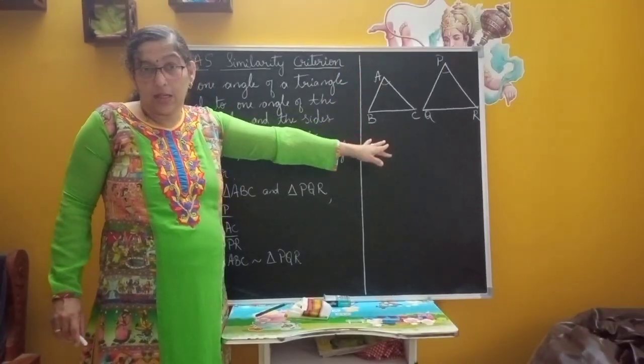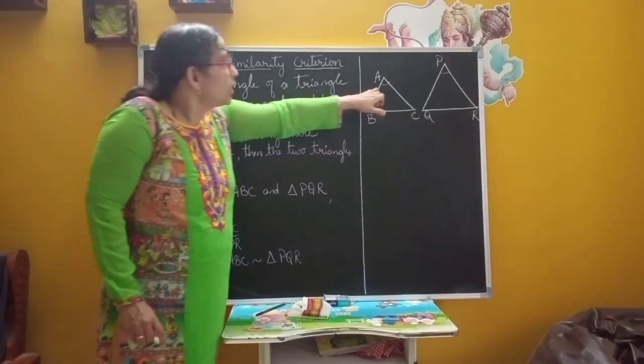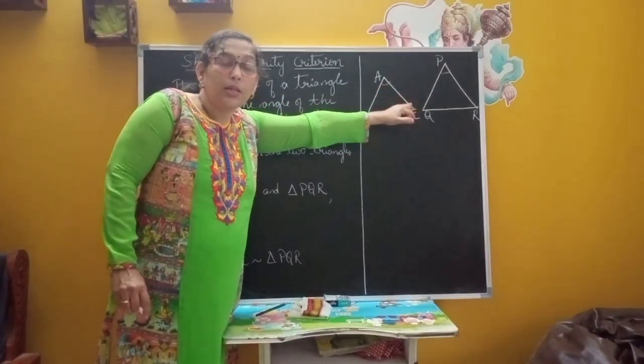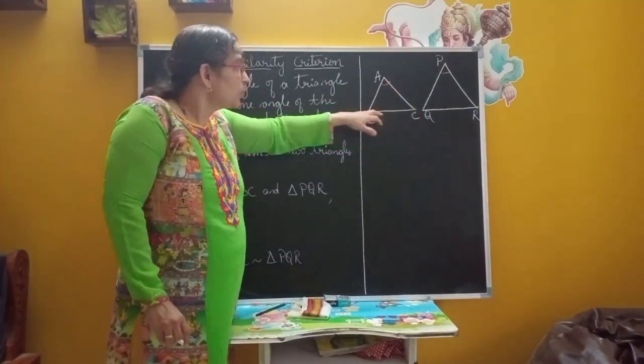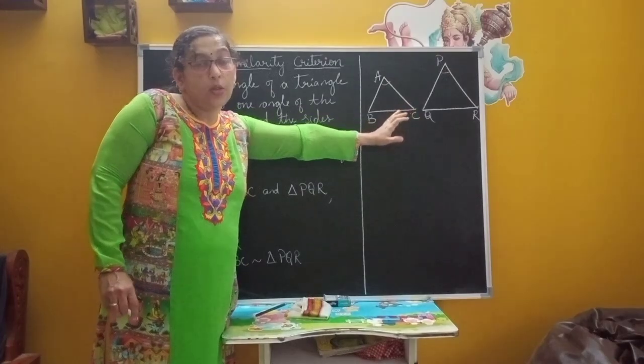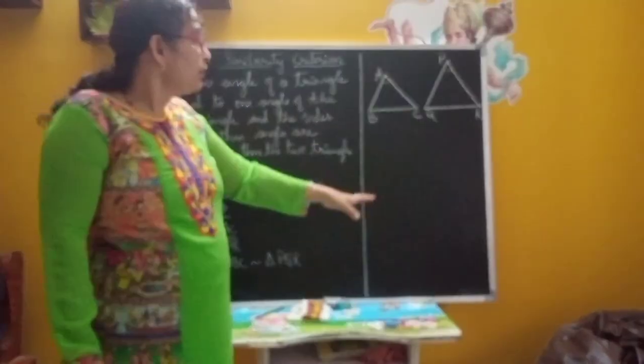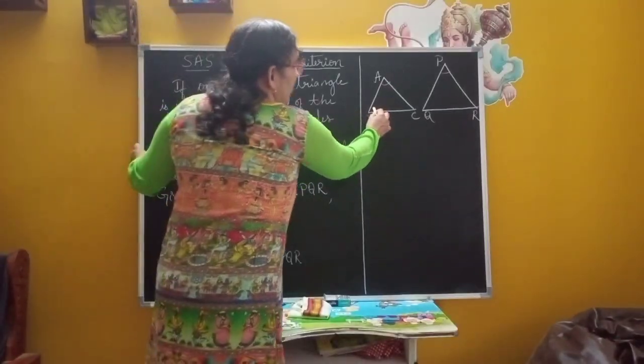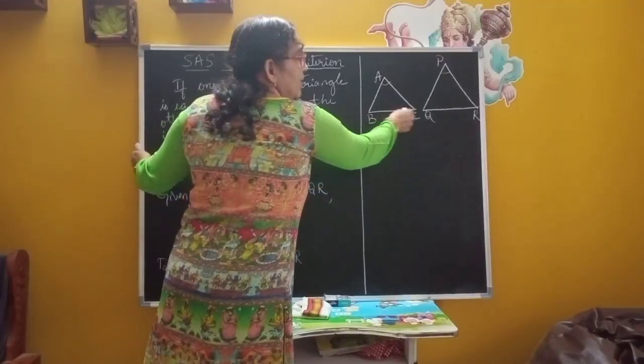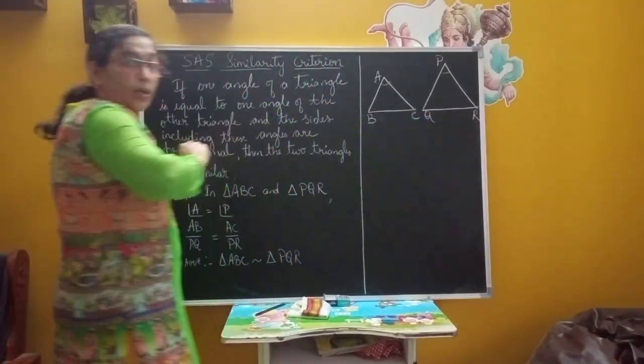SSS criterion. Since one angle is already given equal, we can use AA criterion to prove. AA criterion, what is to be proved? The other two pairs, B is equal to Q and C is equal to R, we need to prove.